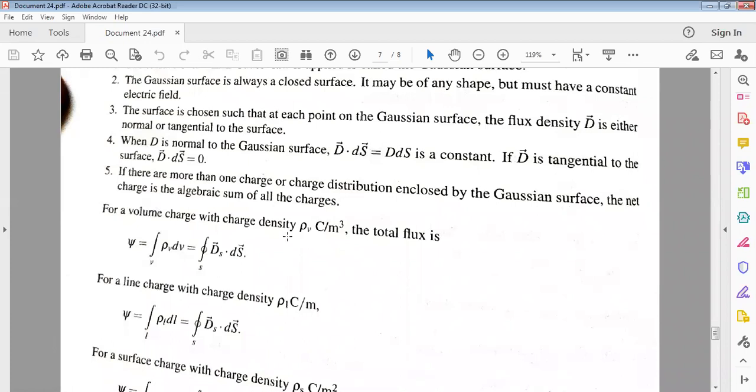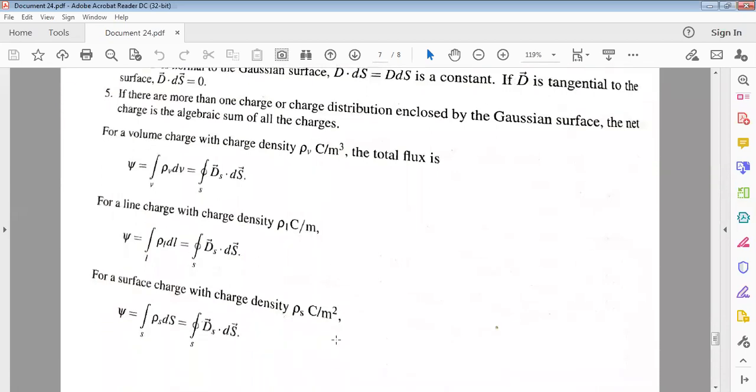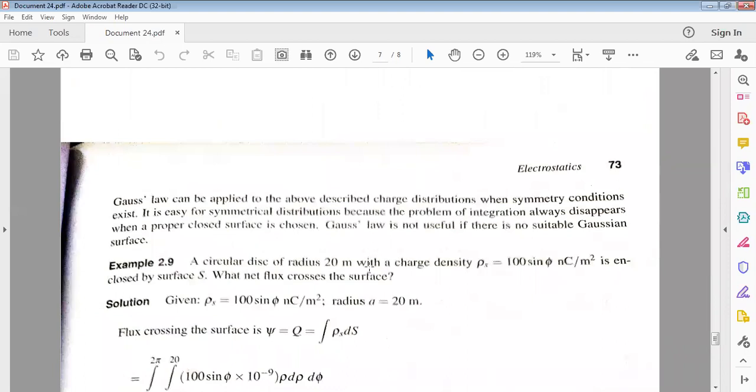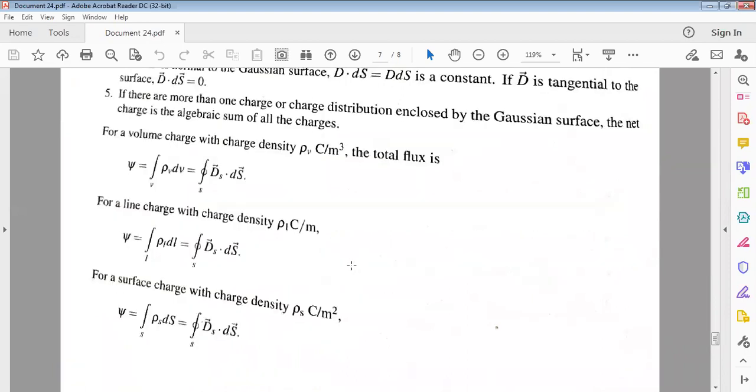The volume charge density rho v is the closed surface integral of D dot dS. For the line charge with charge density rho l, psi equals the line integral of rho l dl, or simply it is represented with the closed surface integral of D dot dS. That is for line charge.